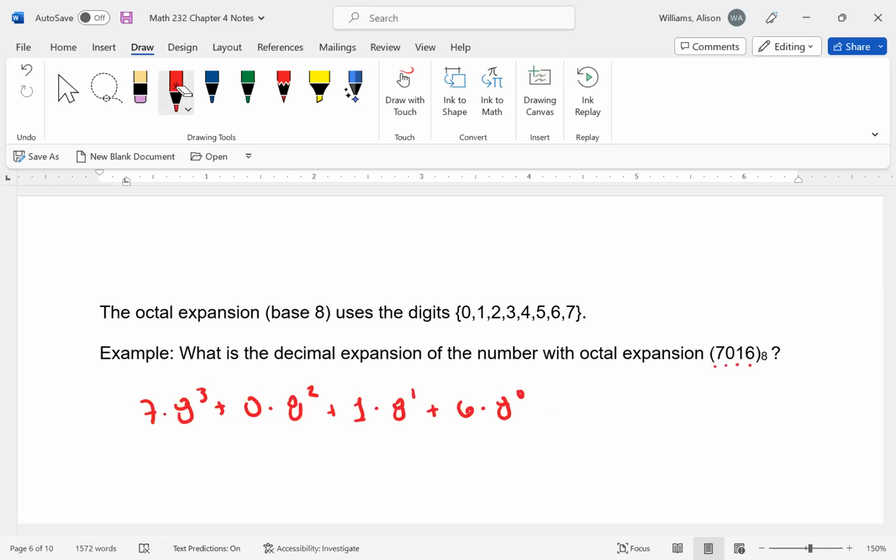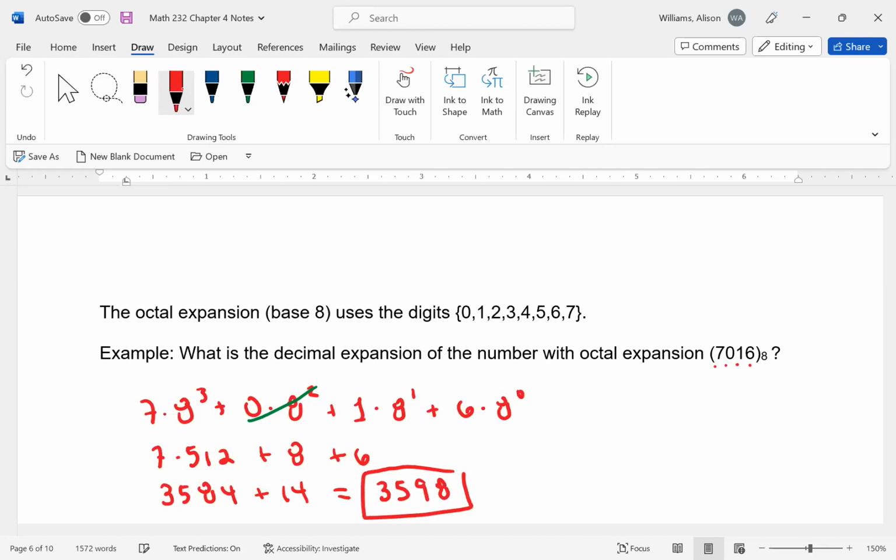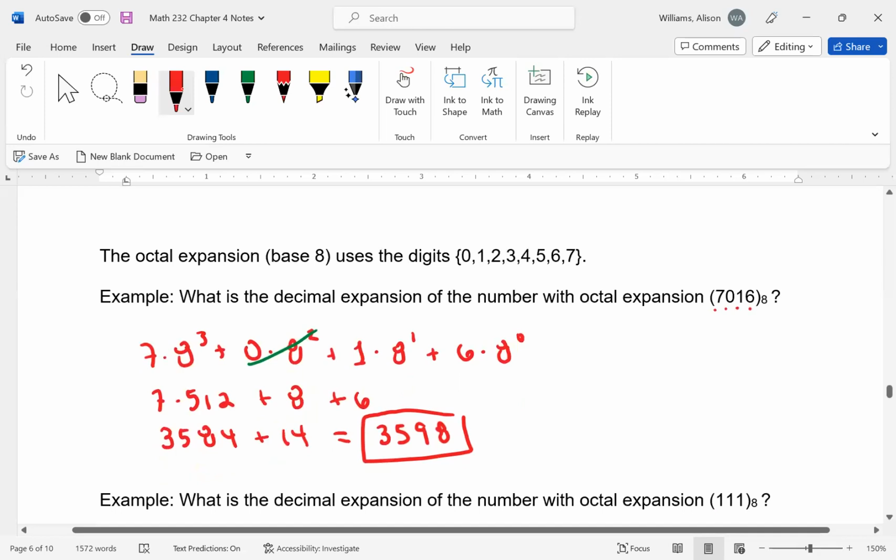8 cubed is 512 times 7, which comes out to 3,584. This is 0, so I'm not going to bother. Plus 8 plus 6. So I'll just add 14 to this on my calculator and I get 3,598. So that's the base 10 number system, or what we call the decimal system that we're used to.